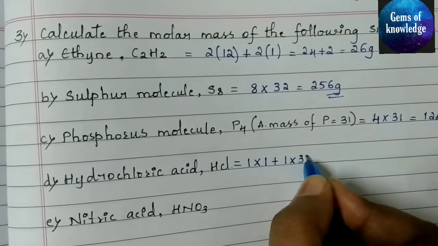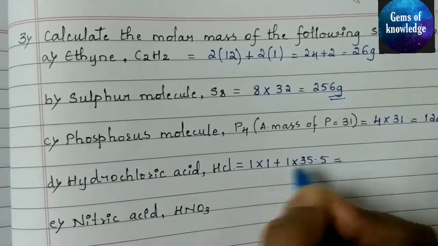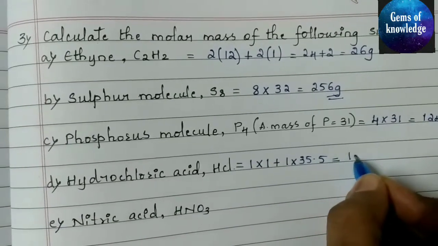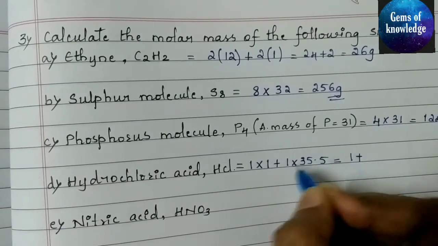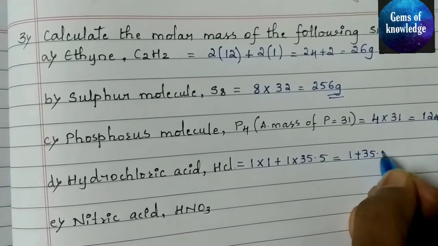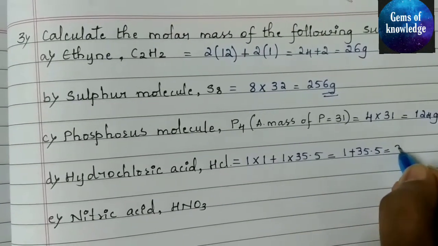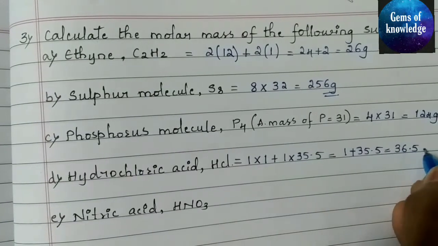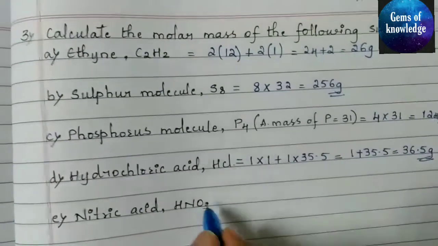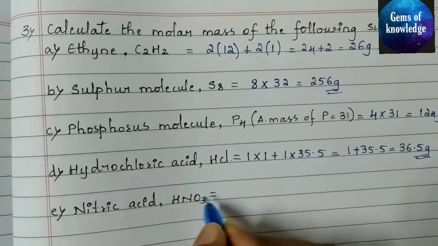Cl is 35.5. So you will get 1 into 1 plus 35.5 into 1, which is nothing but 35.5 itself. So 35.5 plus 1 is nothing but 36.5 grams. Okay.